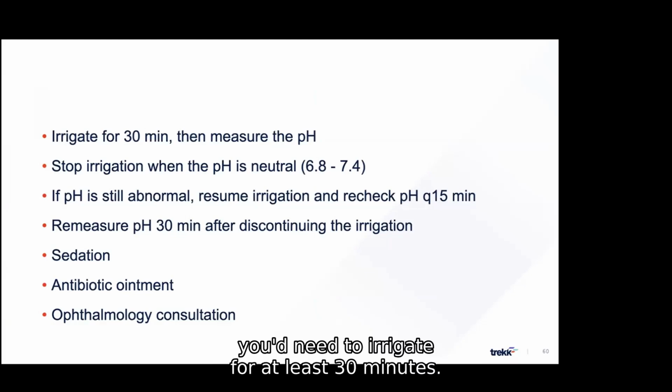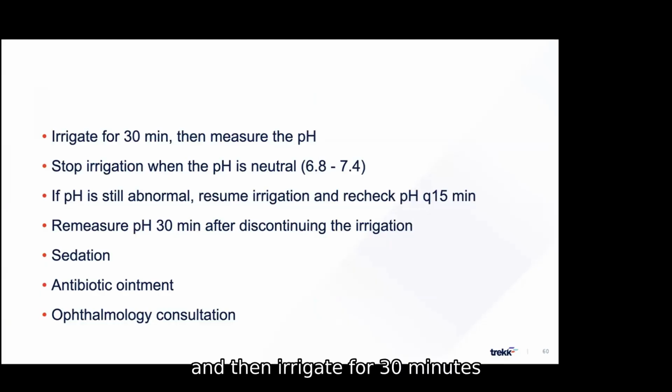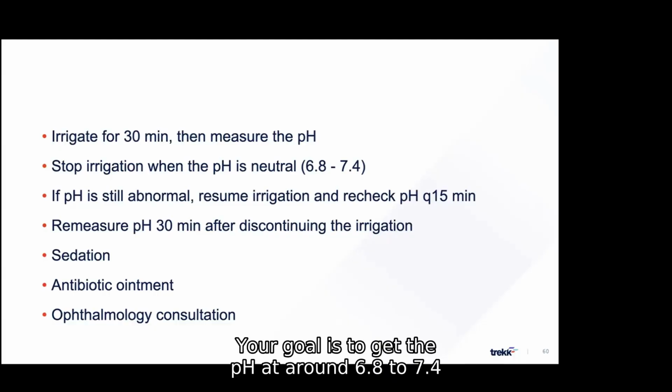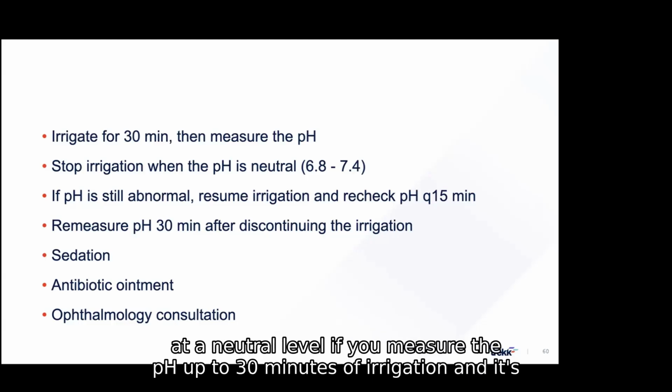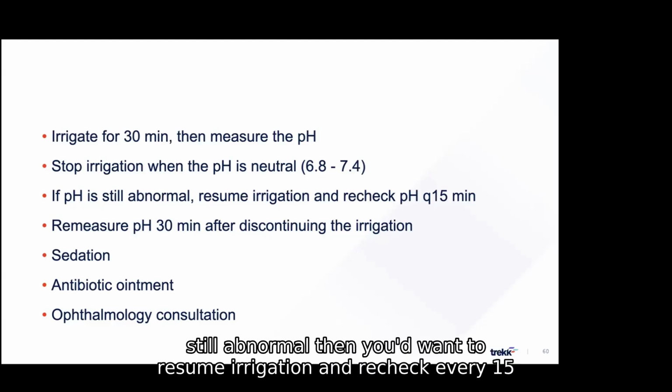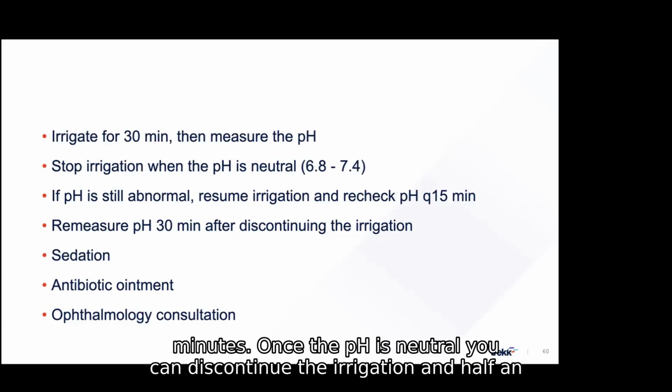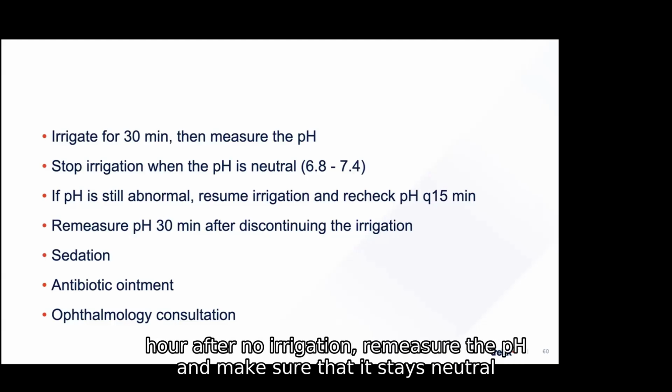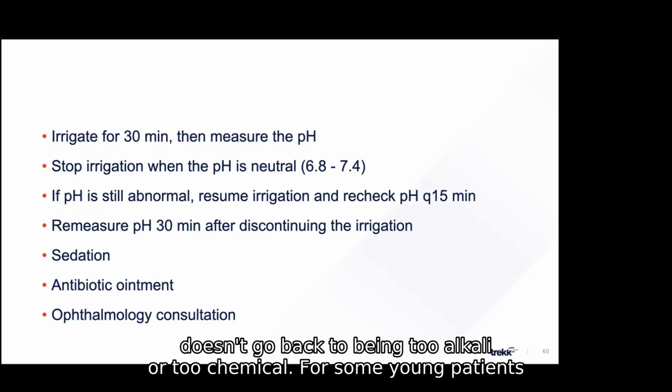So for the procedure of irrigation, you'd need to irrigate for at least 30 minutes. You'd want to measure the pH before, then irrigate for 30 minutes, and then re-measure the pH. Your goal is to get the pH at around 6.8 to 7.4, at a neutral level. If you measure the pH after 30 minutes of irrigation and it's still abnormal, then you'd want to resume irrigation and recheck every 15 minutes. Once the pH is neutral, you can discontinue the irrigation, and half an hour after no irrigation, remeasure the pH and make sure that it stays neutral, doesn't go back to being too alkali or too acidic.